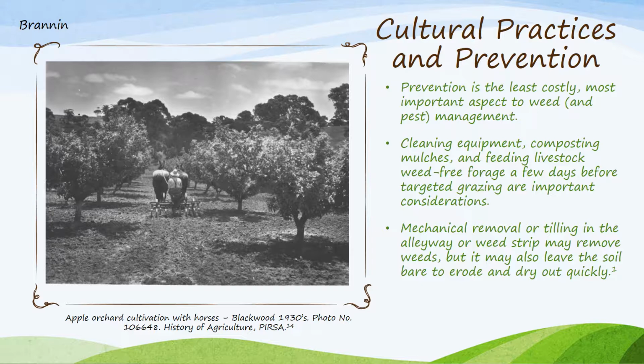Mechanical removal or tilling in this alleyway or weed strip may remove weeds, but it may also leave the soil bare to erode and dry out quickly. There's a photo of a historical plowing in the alleyway.